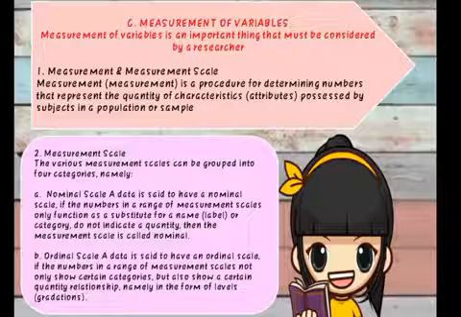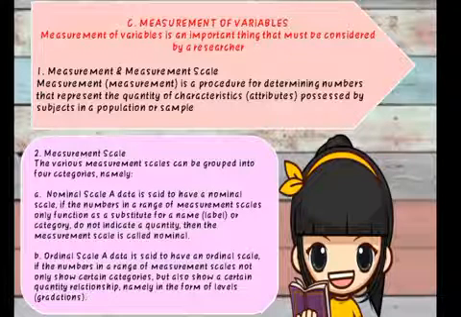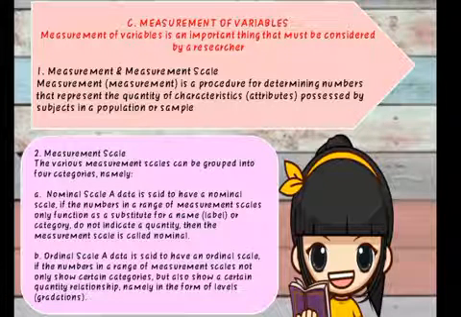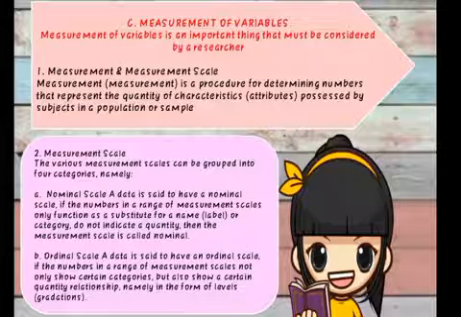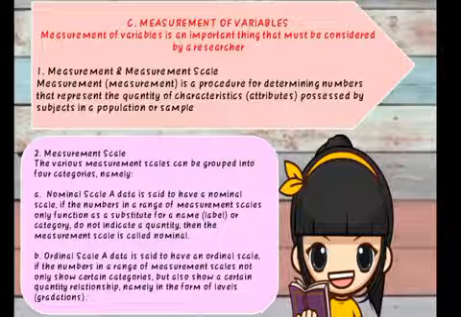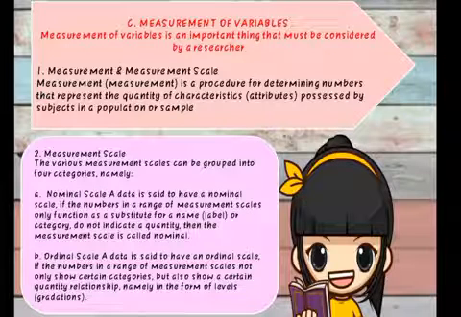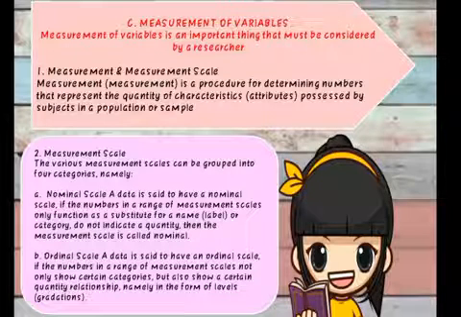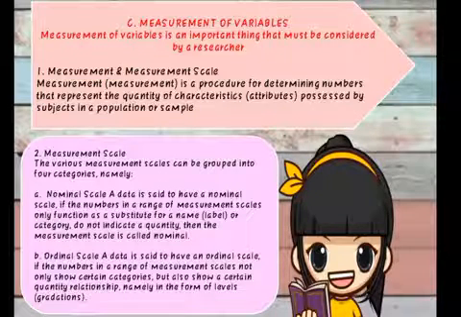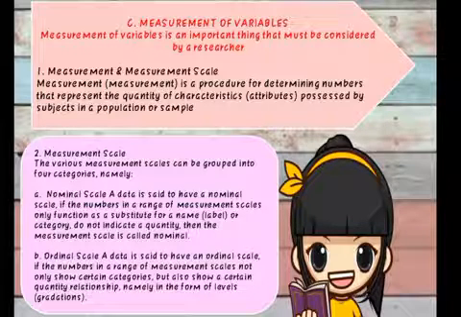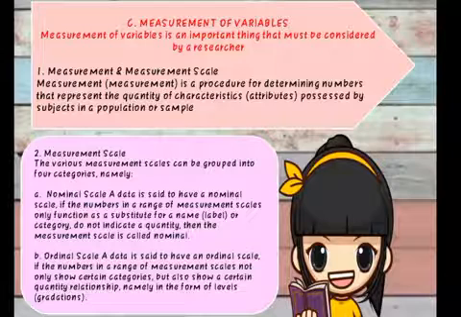C. Measurement of variable. Measurement of variables is an important thing that must be considered by researchers. Number 1, measurement and measurement scale. Measurement is a procedure for determining numbers that represent the quantity of characteristic attributes possessed by subjects in a population or sample.